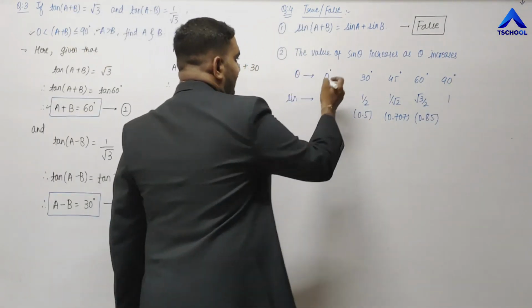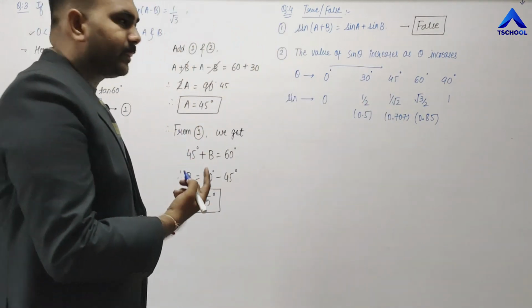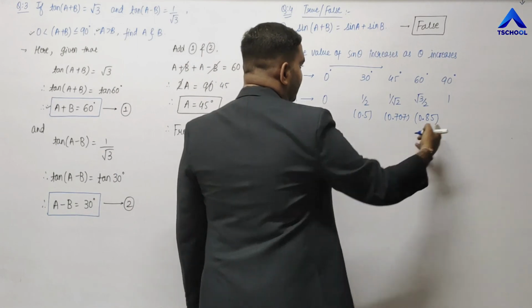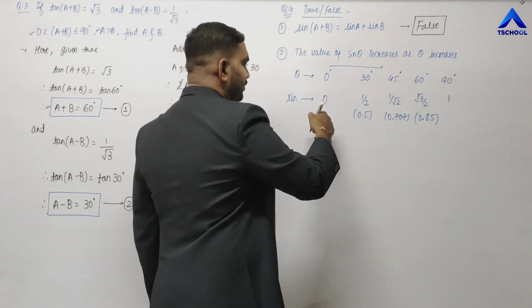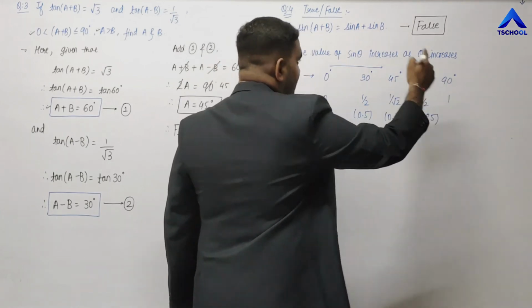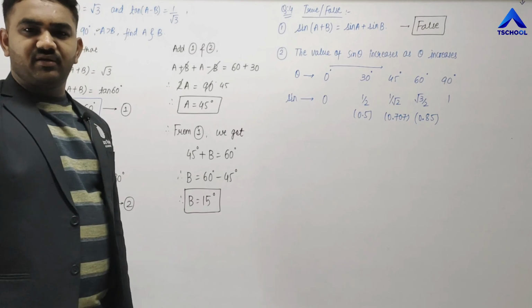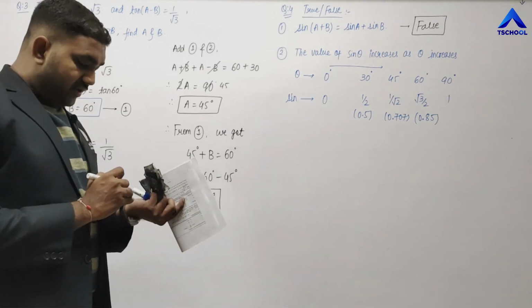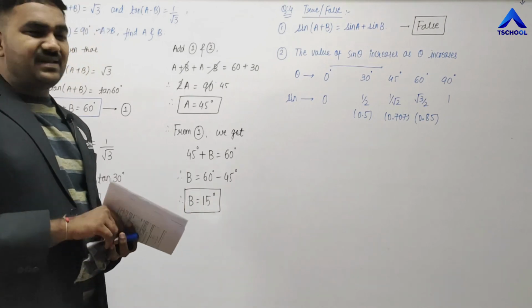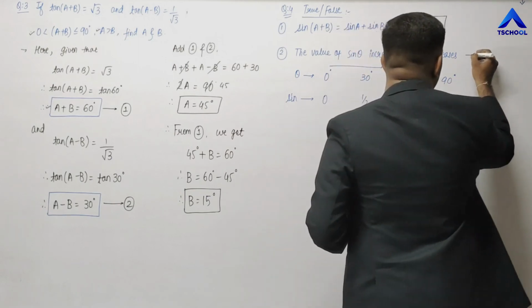So as theta increases, that means as theta moves from 0 to 90, the value of sin theta also increases from 0 to 1. Yes or no? At sin 0 degree it was 0. Sin 90 degree it has become 1. So the value of sin theta increased when the value of theta also increased. So according to this table, we can say that the second statement is true.